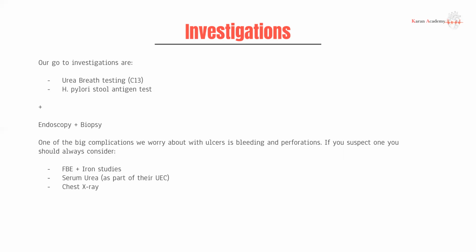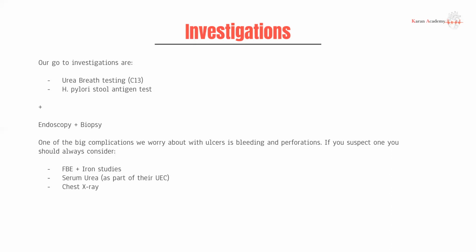So an FBE and iron studies. An FBE, because they might be anemic, especially with acute bleeds. How aggressively we want to replenish their hemoglobin depends obviously on their hemoglobin. So anything less than 70 is quite concerning. And then with iron studies, if you have something that's more chronic and a slower bleed, you can have chronic iron deficiency anemia. Serum urea is really, really good for acute bleeds.